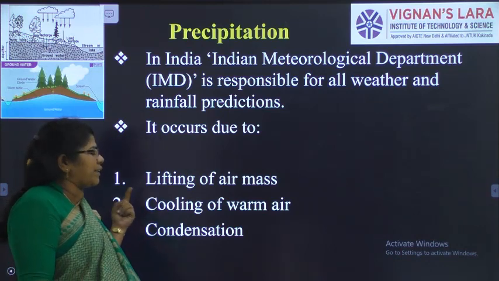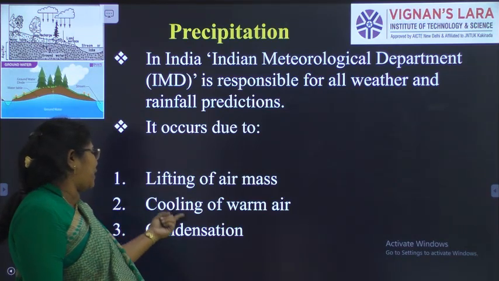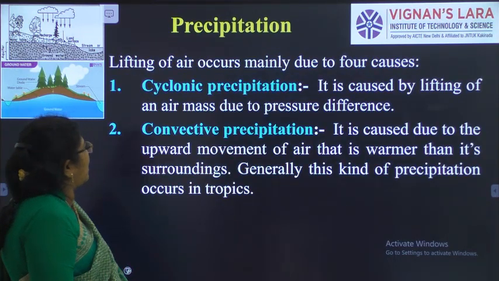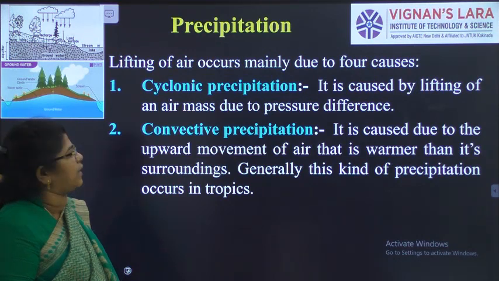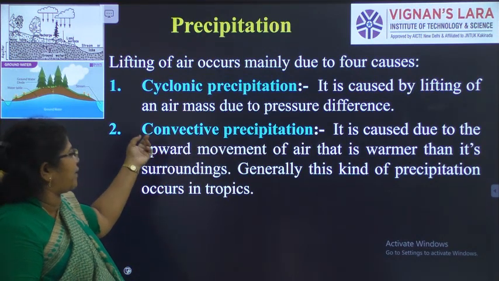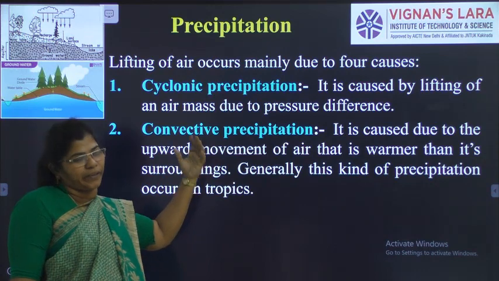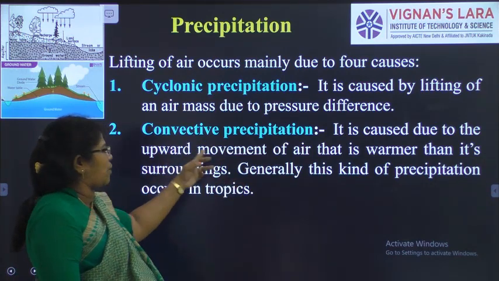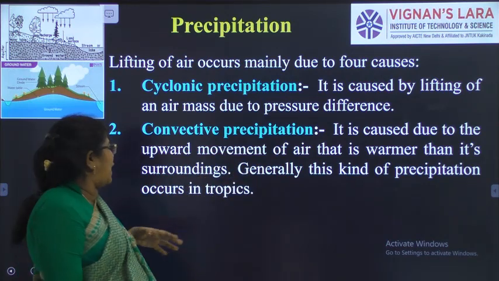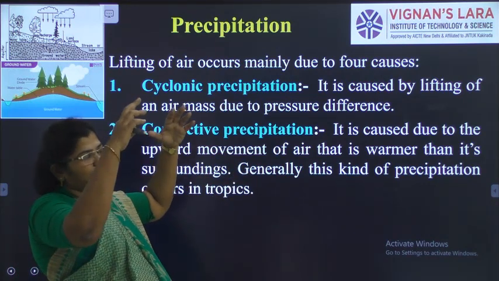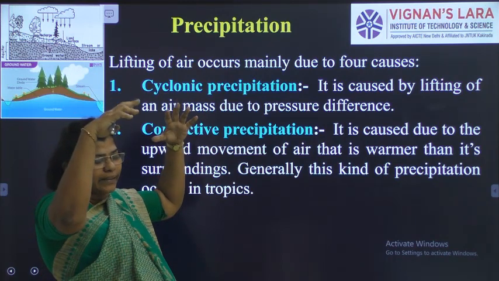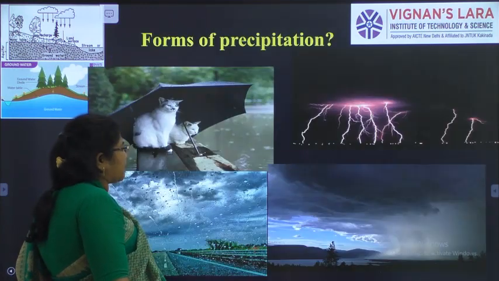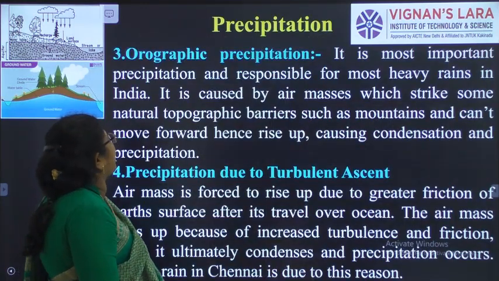And what are the factors that affect precipitation? They are the lifting of air mass, cooling of warm air, and the condensation process. There are four types of precipitation. Cyclonic precipitation is caused by lifting of the air mass, and due to the pressure difference, precipitation may occur. Convective precipitation is caused by the upward movement of air in a warmer region, and when this warmer air moves up, condensation takes place and it comes down as precipitation. It is mainly in tropical areas.